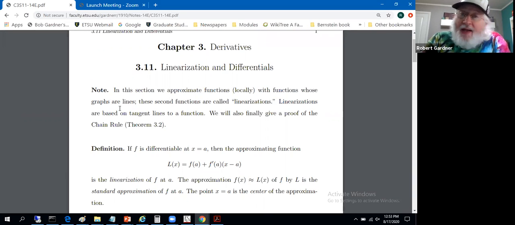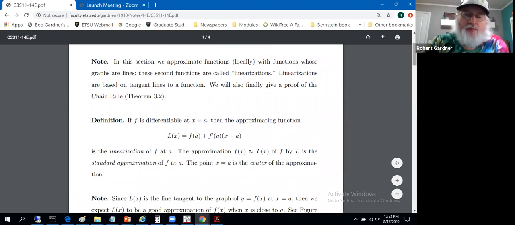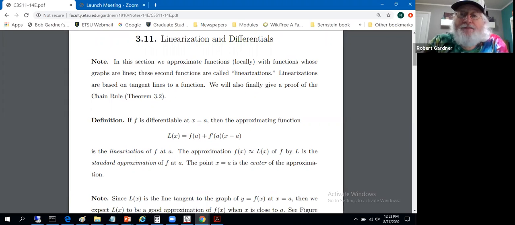So we've been finding the equation of a line tangent to a function for several sections now. So this is just a slightly different take on that. These linearizations are based on tangent lines to the function. So for differentiable functions, we'll be doing quite similar things as we've done in the past, though the conversation will verbally be a little bit different.